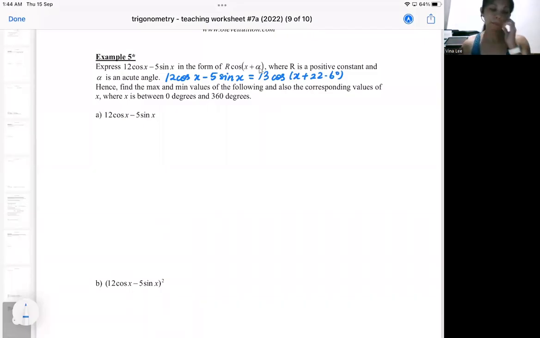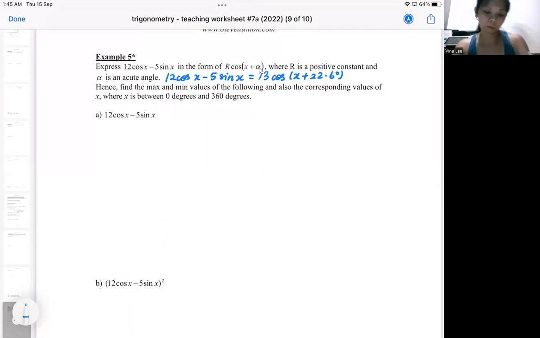So by now, we already explored how you convert, why you need to use the R formula, when you use the R formula, and after you successfully converted the R formula, what are the two types of questions that they will ask you. So now this example is an extension of example 4. It's a harder version of example 4.